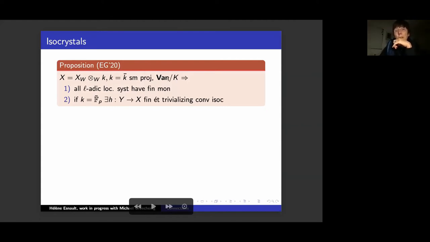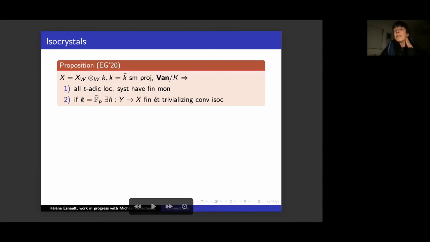And assume that we have this vanishing condition: no symmetric differential forms in characteristic zero on this variety X_W. Capital K is the field of fractions of the ring of Witt vectors W here. Then we can conclude the following: all l-adic local systems on X have finite monodromy. And that is not too hard.